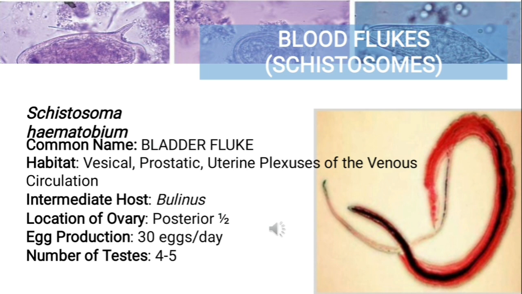Now we are down to our last schistosome, which is the Schistosoma haematobium. The common name is the bladder fluke, and the habitats are the following: vesical area, prostatic area, and uterine plexuses of the venous circulation. The intermediate host is the genus Bulinus. The location of the ovary is in the posterior area, which occupies one half of its body. The egg production is 30 eggs per day, and the number of testes is 4 to 5.